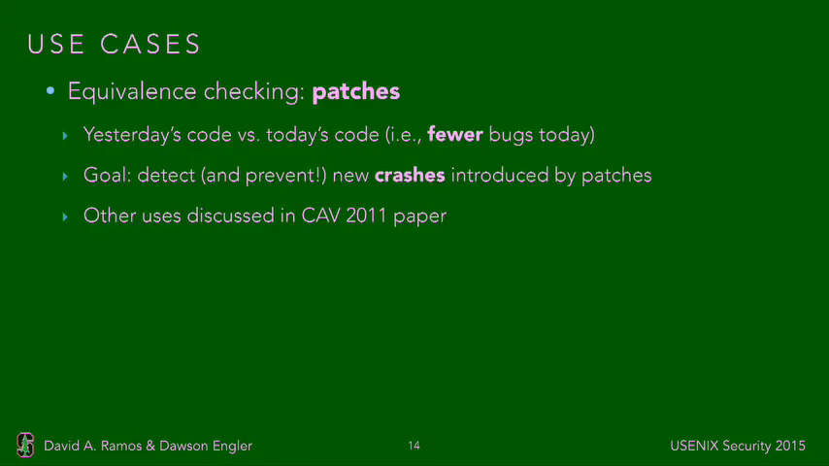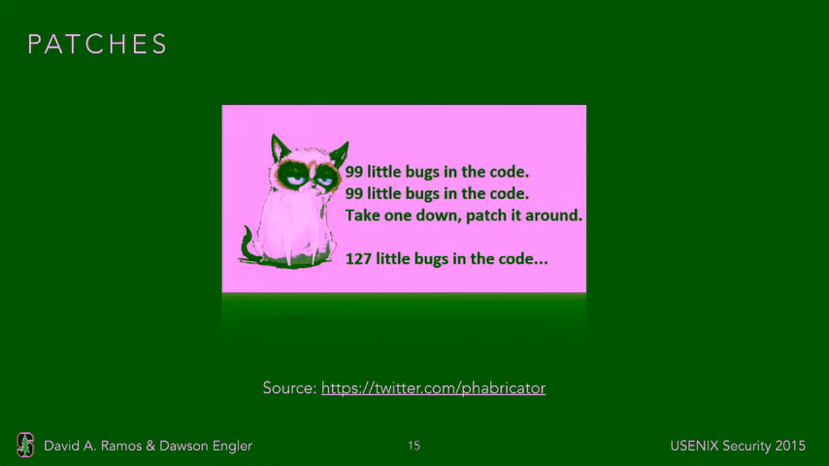Okay, so in this paper, we discussed 2 use cases. The first is equivalence checking in the context of patches. And here we're comparing essentially yesterday's code against today's code after applying some patch. And the goal is to detect whether or not this patch introduced any new crashes. And we discussed other use cases for equivalence checking in earlier work from CAV 2011, but here we're focused only on patches. So patches are a well-known problem.